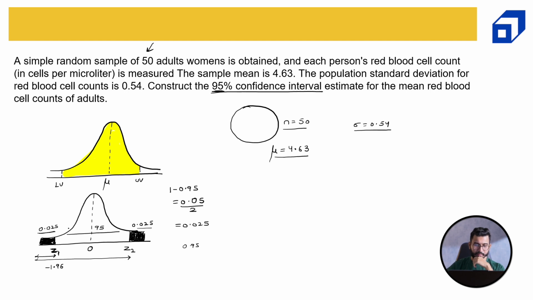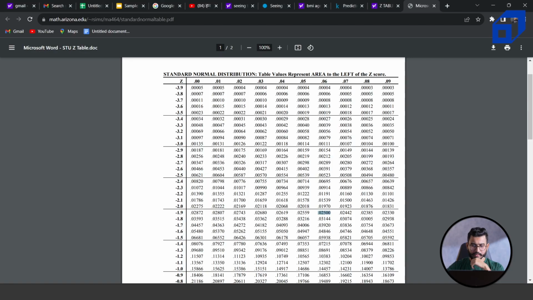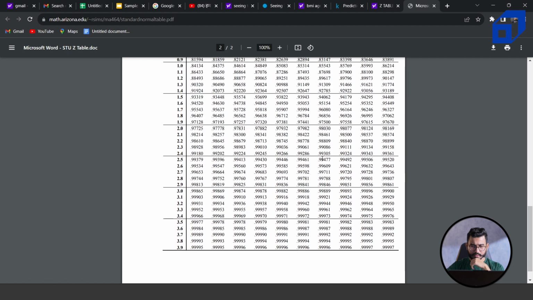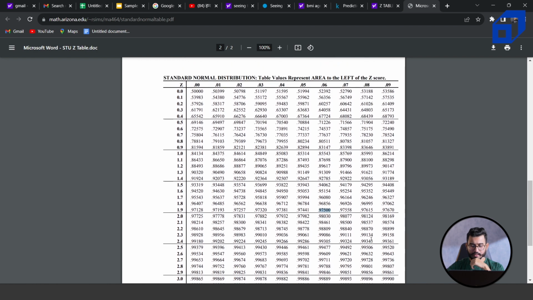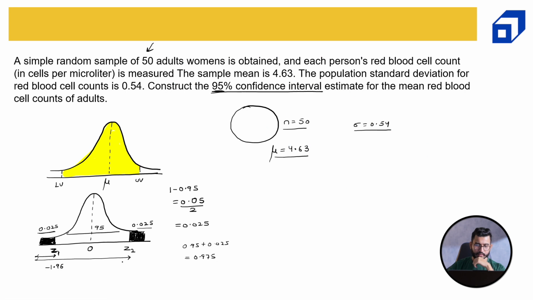This is the middle region plus 0.025. So that will be 0.975. So let's look at 0.975. 0.975 is over here. This is plus 1.96. So we have plus 1.96. Now we have the lower z value and upper z value.